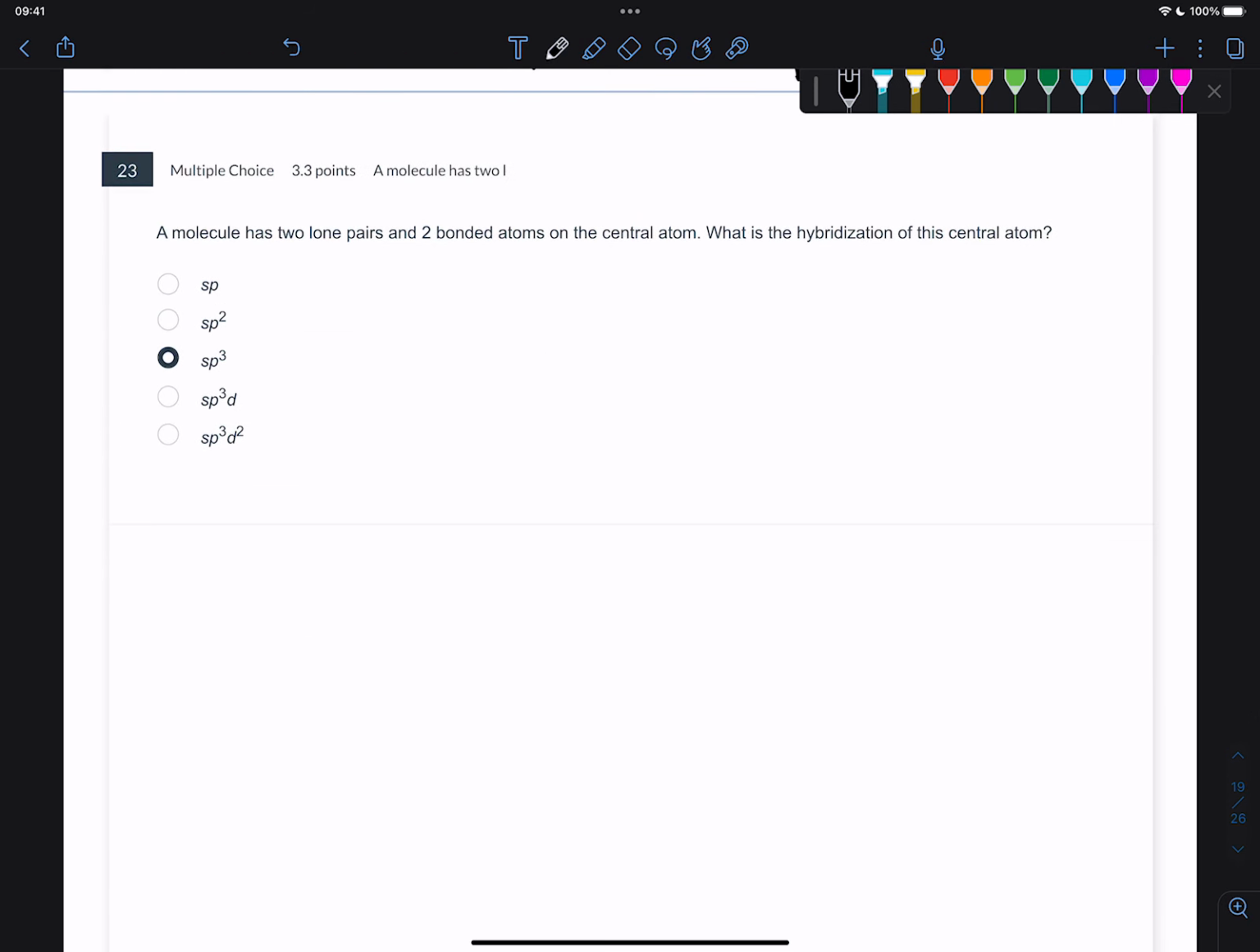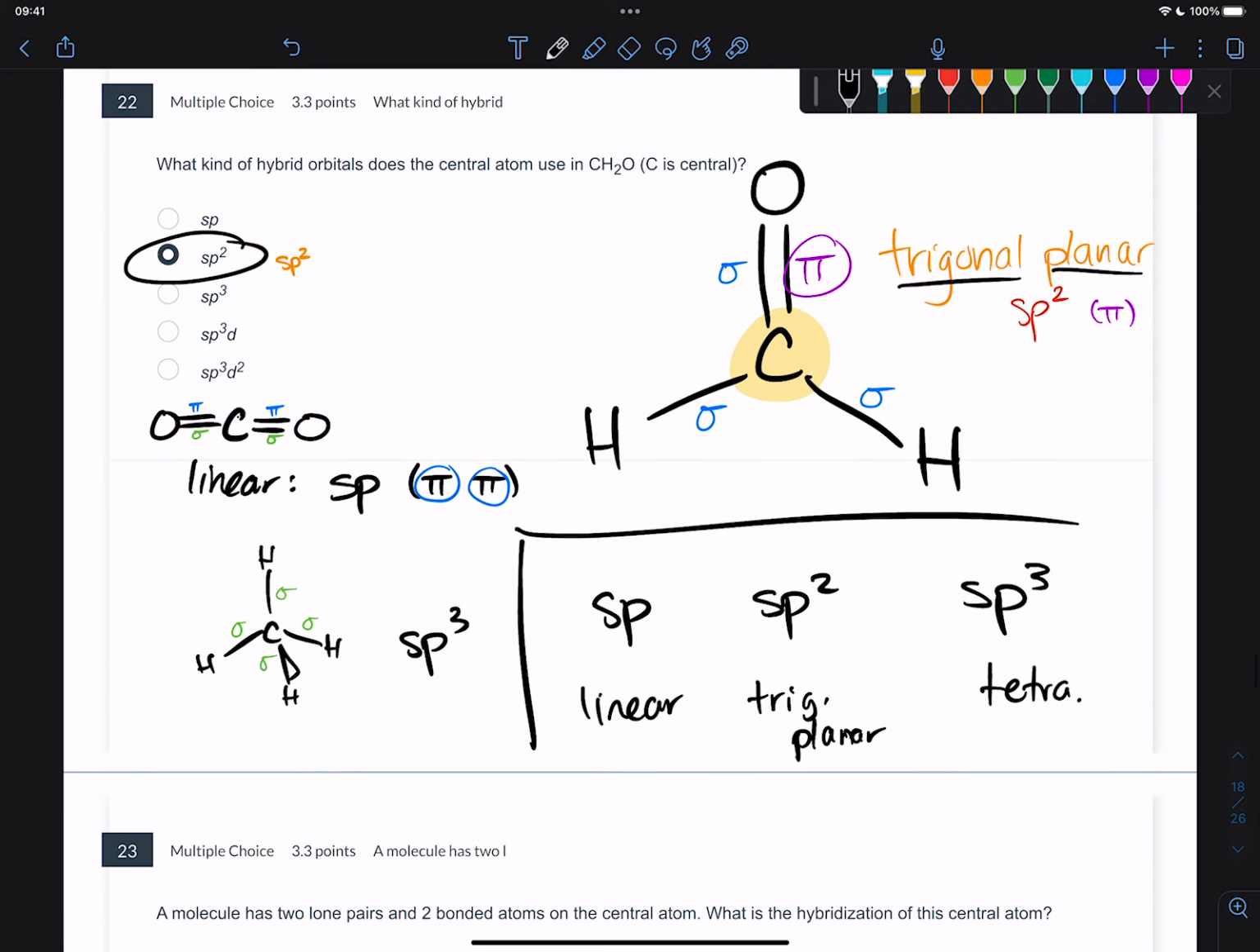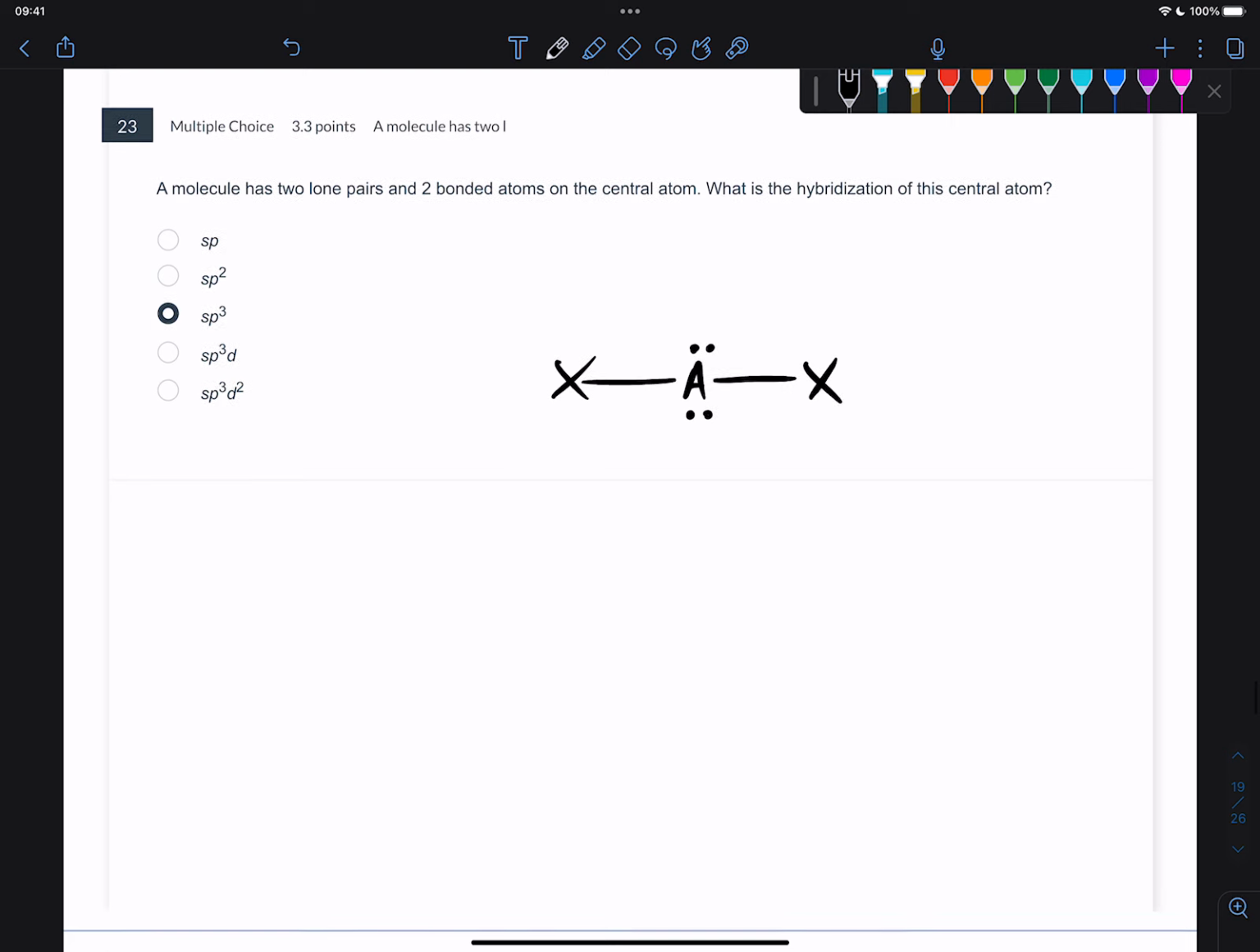A molecule has two lone pairs and two bonded atoms on the central atom. What is the hybridization? Again, it comes right back to VSEPR theory, sort of. Imagine you have some central atom, let's just call it A. It has two lone pairs, and it has two bonded atoms, let's call those X. By the way, this is related to electron region geometry, so that's going to help us with 23.